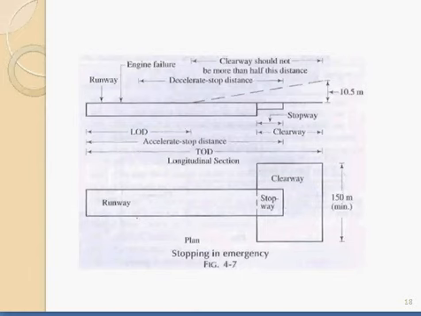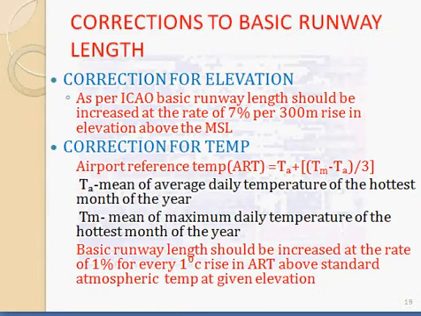So considering these three cases, you have to fix the basic runway length. Once the basic runway length is fixed, usually we will be having deviation from standard conditions. That is, we will not be constructing the airport at mean sea level, or at a temperature of 15 degrees Celsius. There will be longitudinal gradients. So in those cases you have to apply corrections.